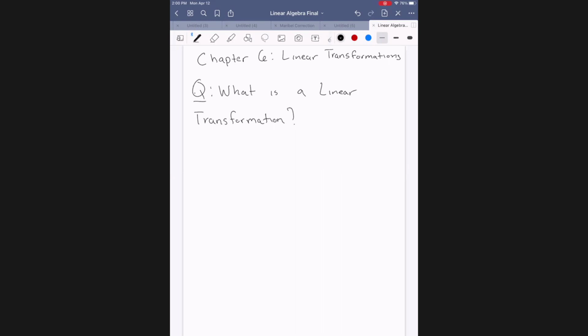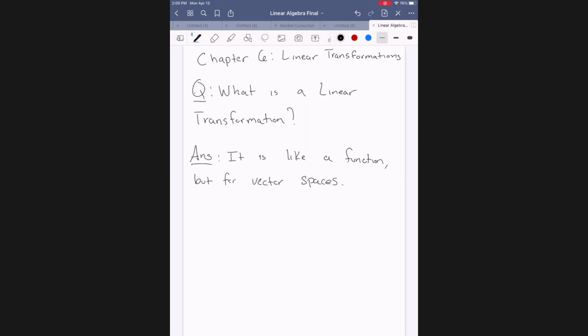Well, linear transformations are literally just the analog of functions, but in vector spaces. So linear transformations eat vectors and spit out vectors. That's basically what it is. It's a function for a vector space. So the answer: it is like a function, but for vector spaces.